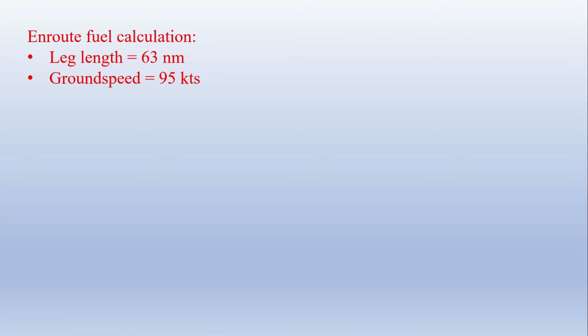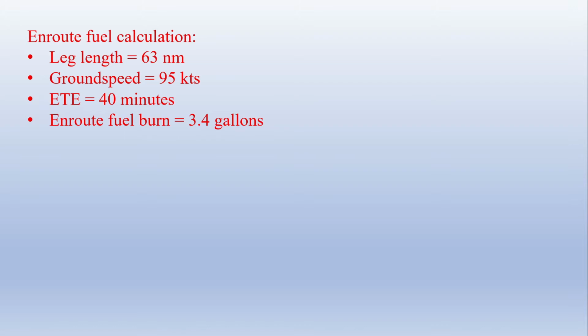And so we divide 63 by 95, which gives us 0.66 hours, which is about 40 minutes of flying time. And so we multiply that 0.66 times our 5 gallons that we're going to burn in an hour. And we come up with an en route fuel burn, or a fuel burn for that leg, of about 3.4 gallons. So that's how much we're going to burn once we get to cruise, getting from Pine Bluff down to Greenville.